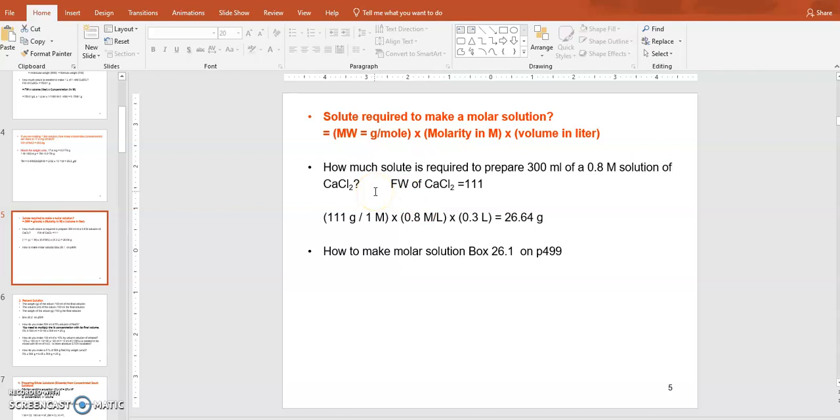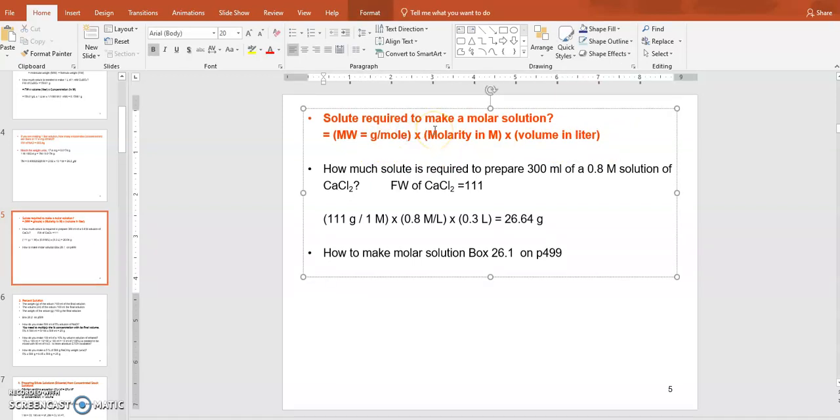So if you are asked to make a molar solution, the way of doing that is you multiply them all. Molecular weight, gram per mole, 1 mole per liter, and then multiply that with the molarity in mole, and then volume in liter. The important thing here is you need to match the unit. Of course there is per liter. If you multiply them all, you'll figure out how much of the solution you need.